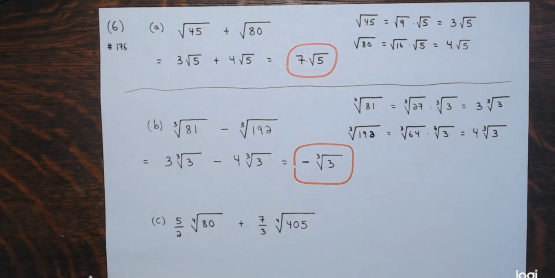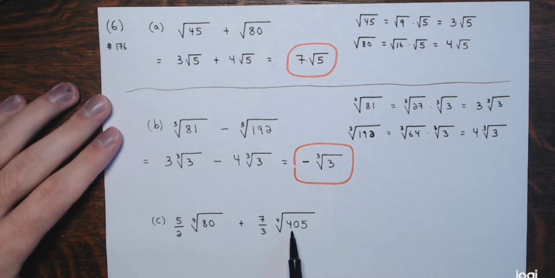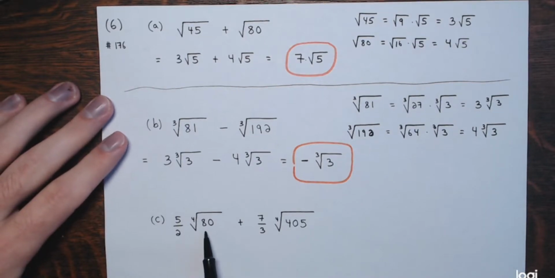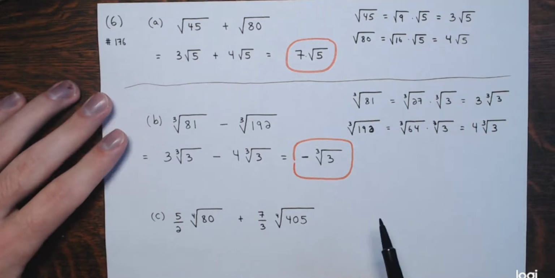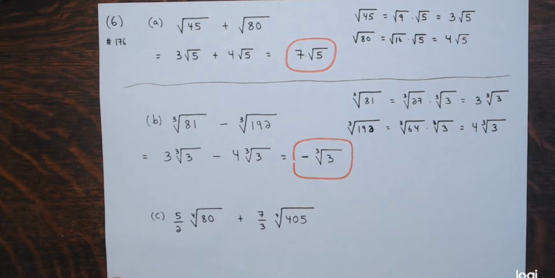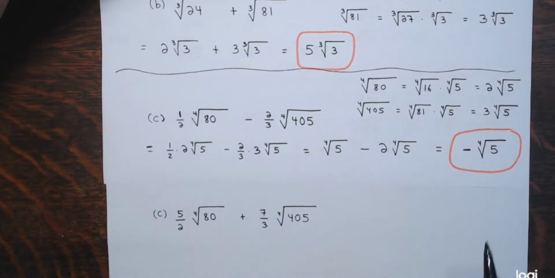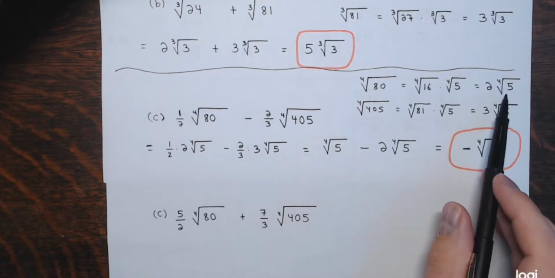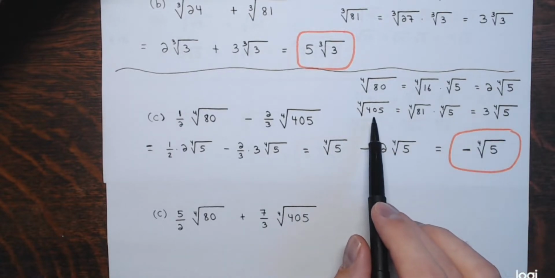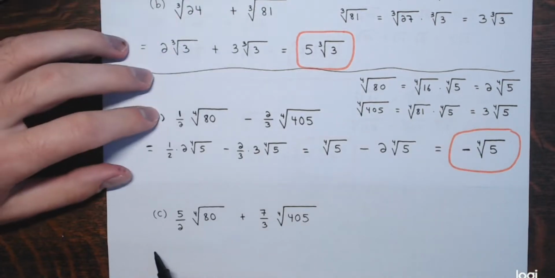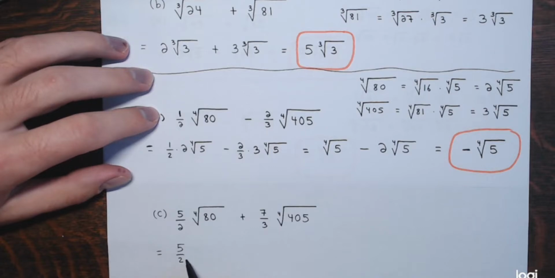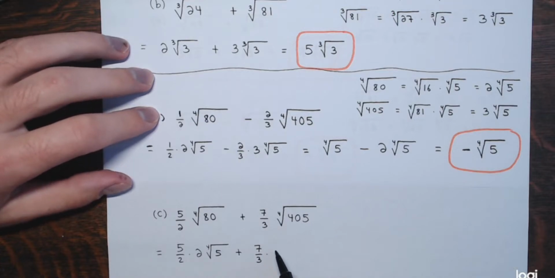All right, next, now we saw these in number 5, part C. The fourth root of 80 and the fourth root of 405. It's just different fractions this time. So I'll just bring that up again, number 5, part C. That was this here. So remember, the fourth root of 80 is 2 times the fourth root of 5, and the fourth root of 405 is 3 times the fourth root of 5. So this here is 5 halves times 2 times the fourth root of 5 plus 7/3 times 3 times the fourth root of 5.